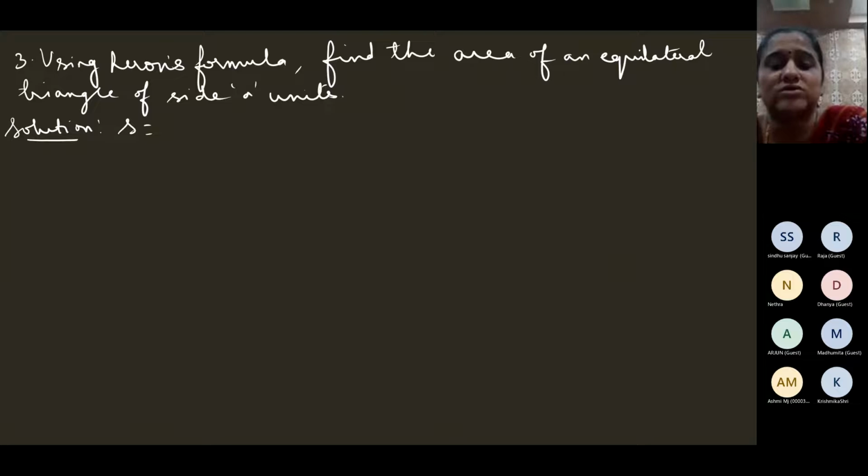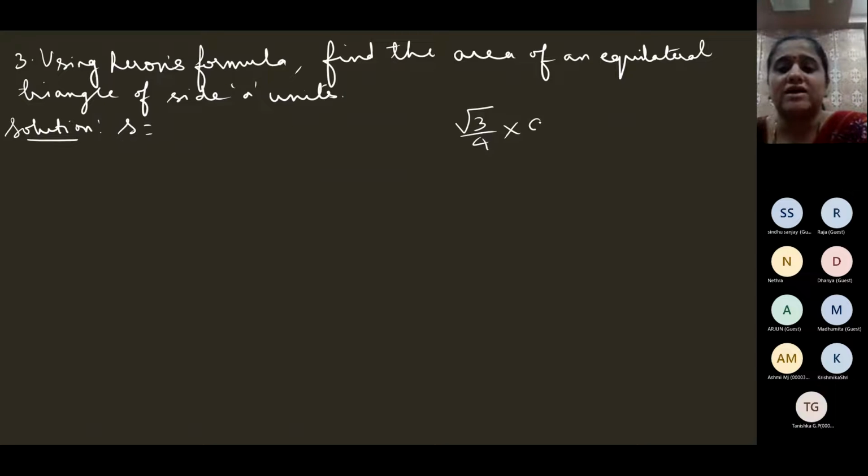Here the side is A units. So what will be the area? √3/4 into A square. The area of the equilateral triangle by that formula is √3/4 into side square. What's the side? A square. So √3/4 A square units is the answer.